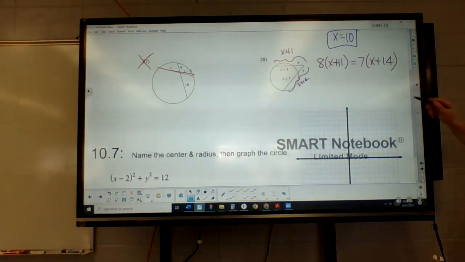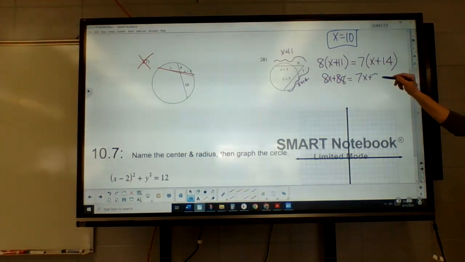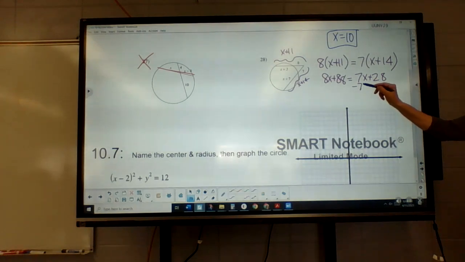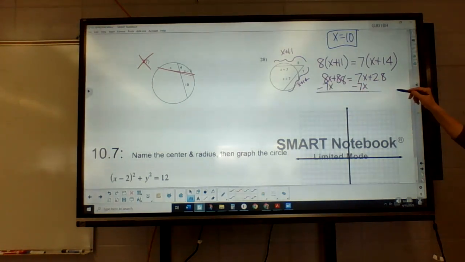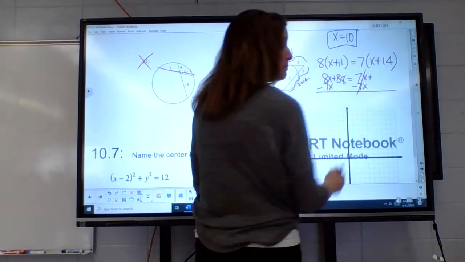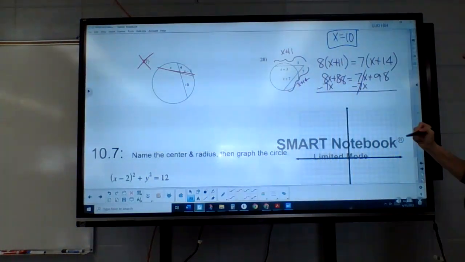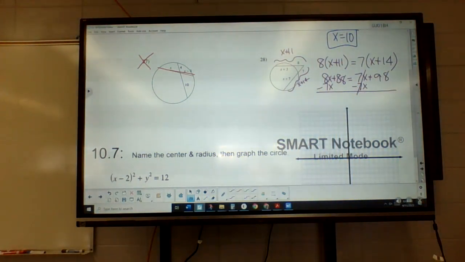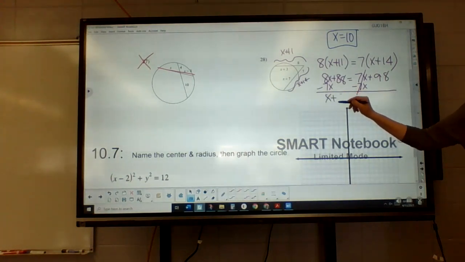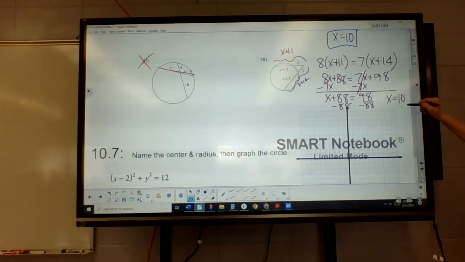So now I'm going to distribute. I'm going to move that 7x over. Oh, 14 times 7 is not 28. Should be something bigger than 28. 98. Thank you. No problem. I did 14 times, or 7 times 4. Slightly off. I was trying to figure out why it would be a decimal. So we subtract and we find out x is 10 after all that.